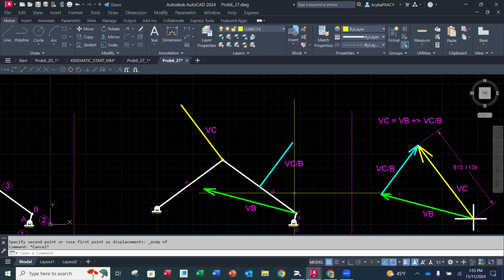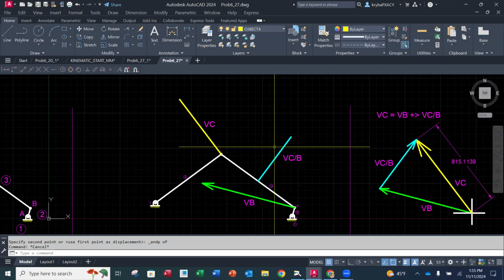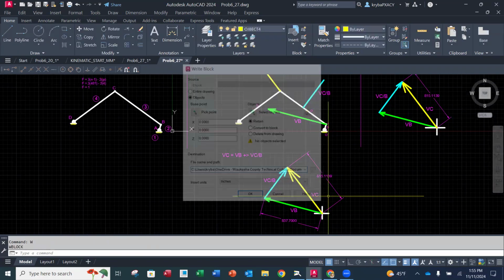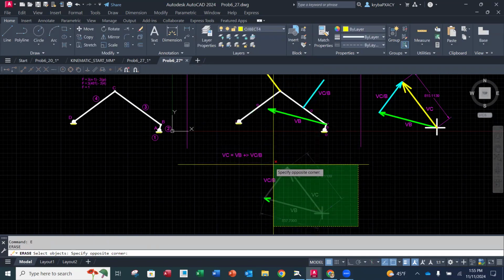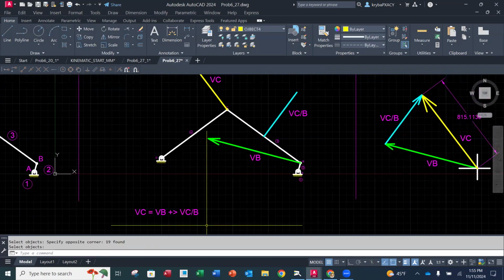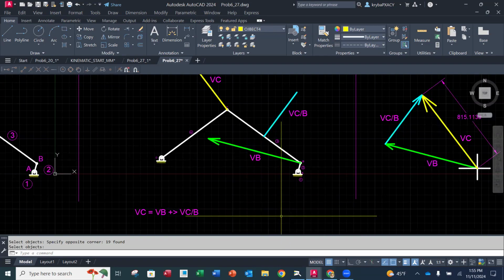Okay. All right, so now we're going to use these lines to actually create the vector diagram. So I'm going to delete underneath here. I'm going to get rid of this one. Okay, so now underneath here, this is my vector diagram. Just duplicating what we have in the problem earlier, the velocity of C equals the velocity of B plus, vectorially, C relative to B.